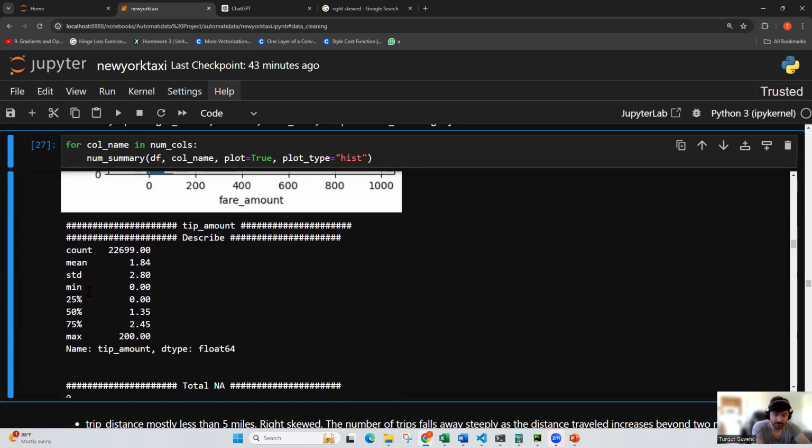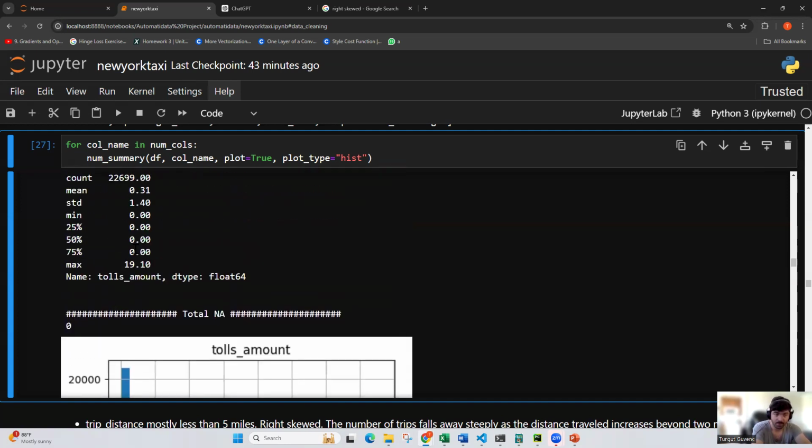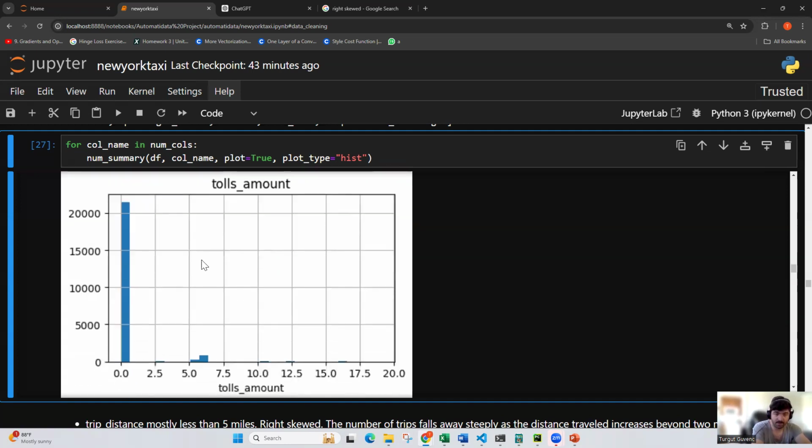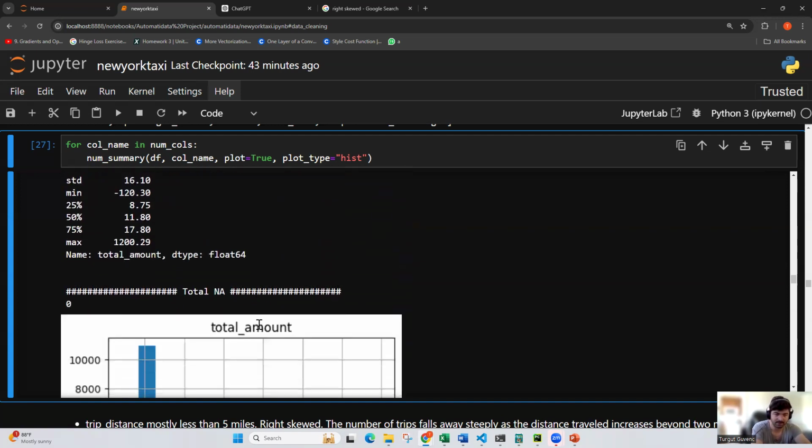Okay, tip amount. There are some people, 25% of them, not giving a tip, and the median value is $1.35. The mean and median values are really close to each other, which means there is not high variation, but there are also outliers, which is possible. Of course, we have to check it again. And tolls amount, as I said, is not important because it's not repeating a lot.